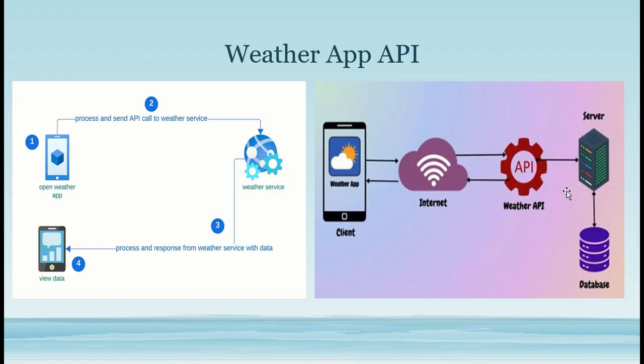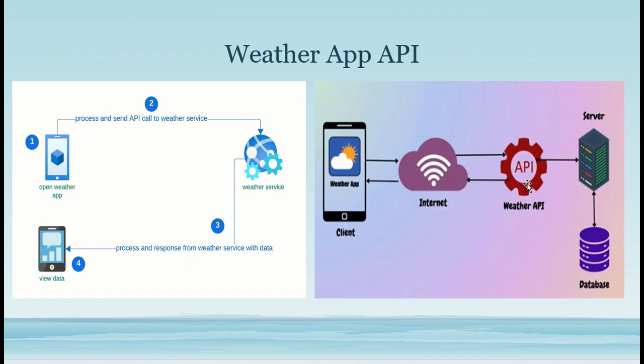In step 6, the server sends the data back through the API, and the API sends the response via the internet. The app receives the data. In step 7, finally the app shows the weather details to the user. So the API connects the app to the server and database to fetch real-time data.